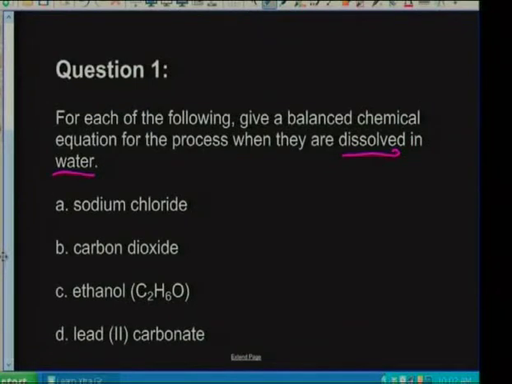Now, what do you remember from the solubility rules? We know all chlorides are soluble except for lead, silver, and mercury. So sodium chloride, all salts of sodium are soluble. So we know that sodium chloride, which is table salt, yes, it dissolves. How are we going to represent that?